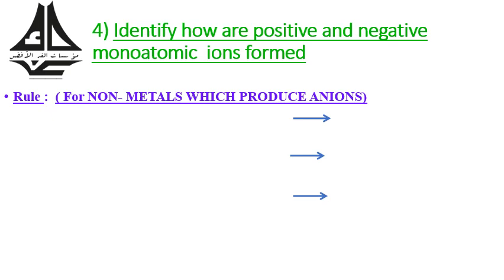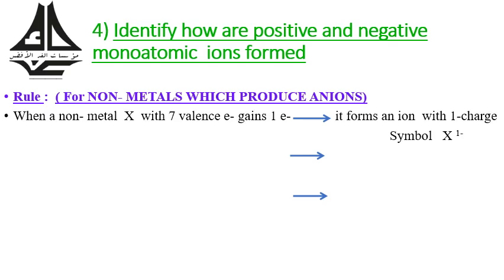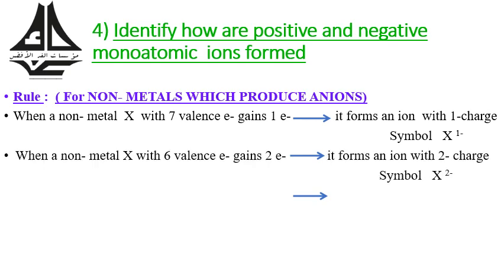For non-metals, atoms that are non-metal which produce the monoatomic anion, negative ion: when a non-metal X with 7 valence electrons gains 1 electron, as you know, it forms an ion with 1- charge, symbol X^1-, or X-. When a non-metal X with 6 valence electrons gains 2 electrons to complete its octet, it forms an ion with 2- charge, symbol X2-, like O2-, S2-.